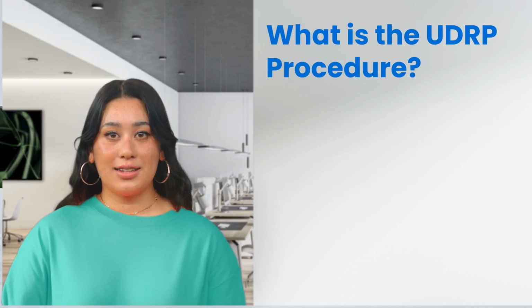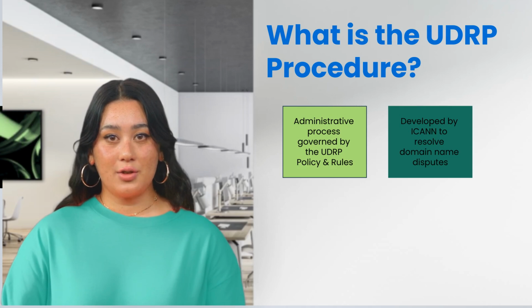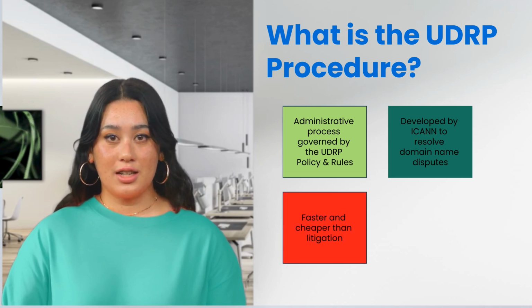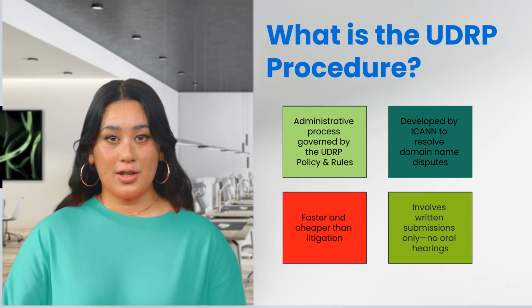The UDRP is an administrative process. That means it's handled outside of court, under the authority of ICANN. It was designed specifically to resolve disputes over domain names, especially cases where someone is abusing a trademark. It's much faster and cheaper than filing a lawsuit, and it's based entirely on written submissions. There are no in-person or oral hearings.